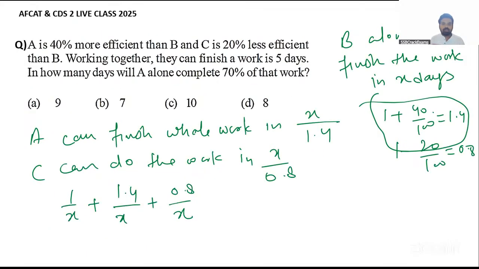Okay. It is the 1 day work of all these three people working together, and that is 1 upon 5. So this quantity is equal to this. So you can calculate, and to find the value of X, try to do the calculation from here.